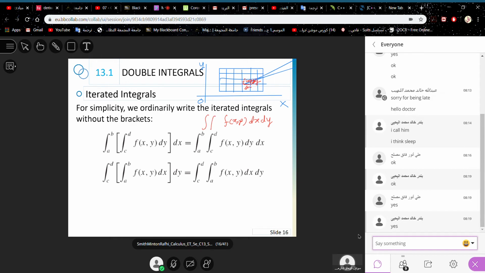and this value is, let x value is a here and x value is b here, y is c and y is d. So this is x equal to a to x equal to b, y equal to c to y equal to d. This is the double integration. This is what the double integration is.